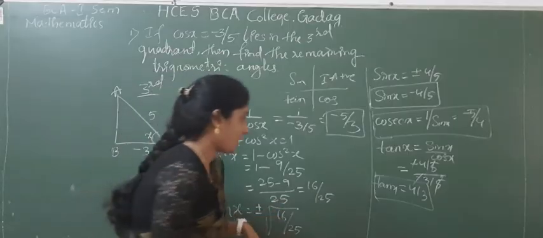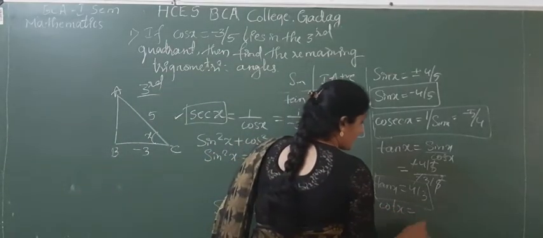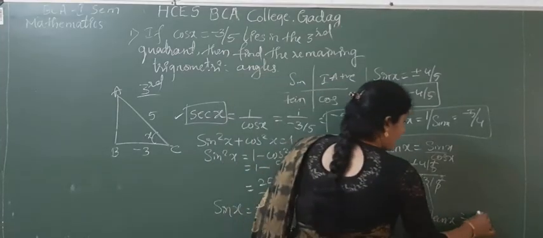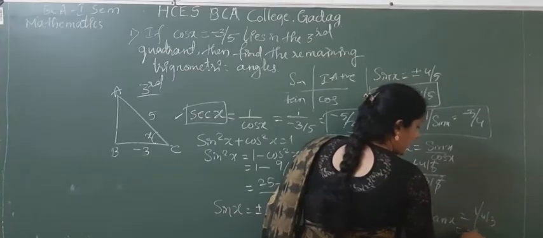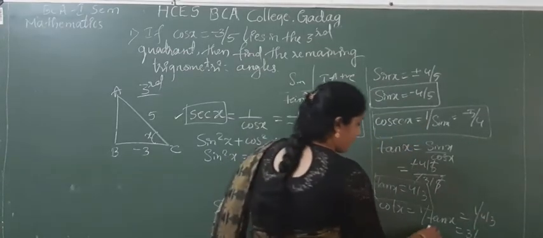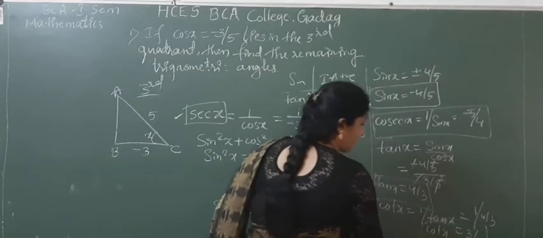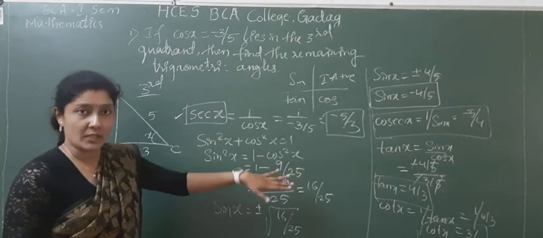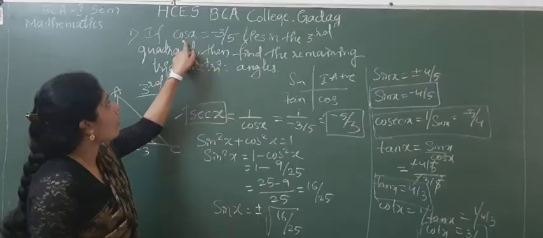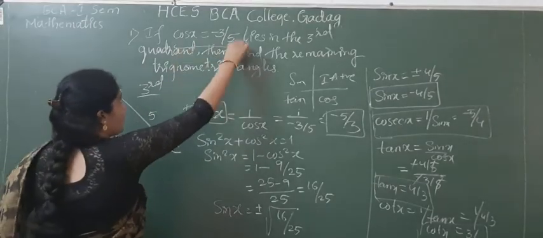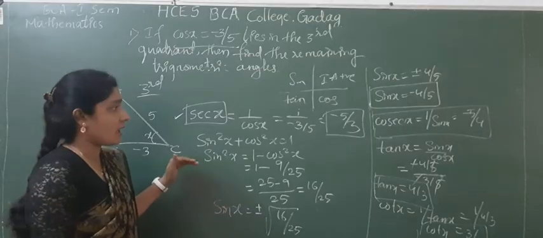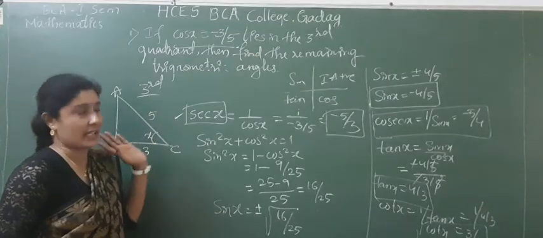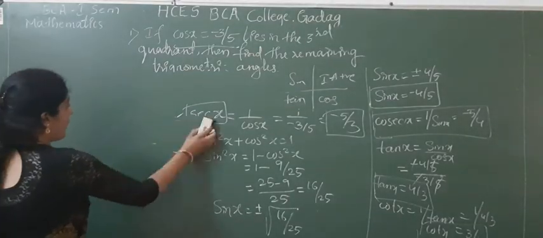So the remaining is cot. Cot x is equal to 1 divided by tan x, which is nothing but 1 divided by 4 by 3, in the sense 3 by 4. That is cot x. So this is how we obtained all the trigonometric values when only one value is given. So this is how we can solve the problems when we know the actual meaning of all the ratios. Okay. Now let us solve one more.